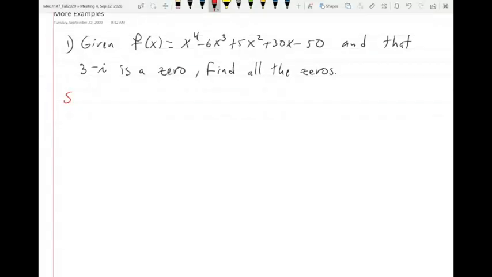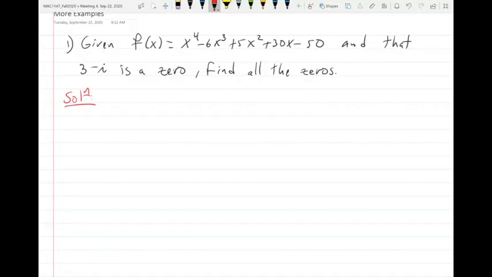Who can tell me? According to what we just discussed, we're expecting 4 zeros, because the degree is 4. We already have one, 3 minus i. What else do we get for free? Which one is it? Good, 3 plus i, very good. Given that 3 minus i is a zero, we get for free that 3 plus i is also a zero.